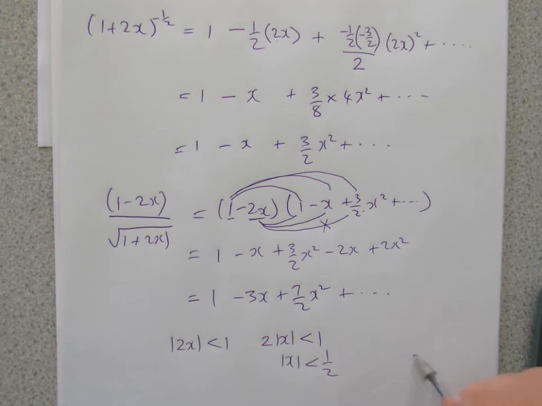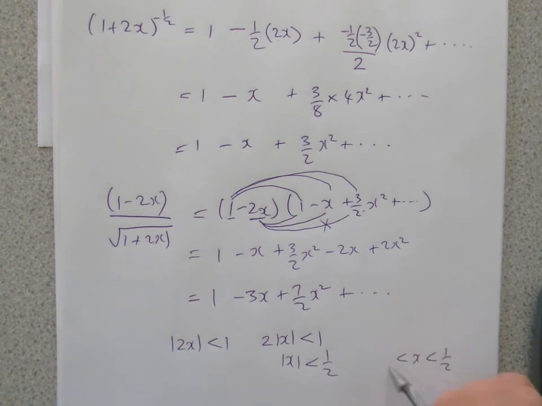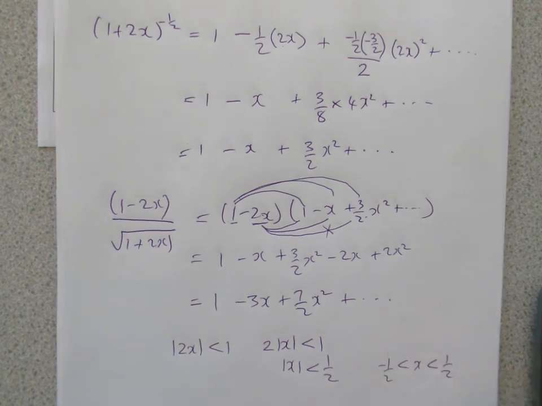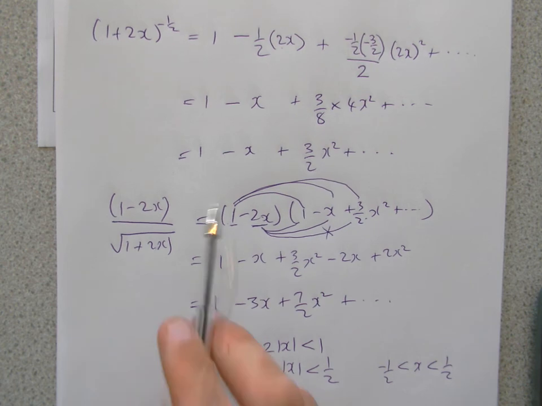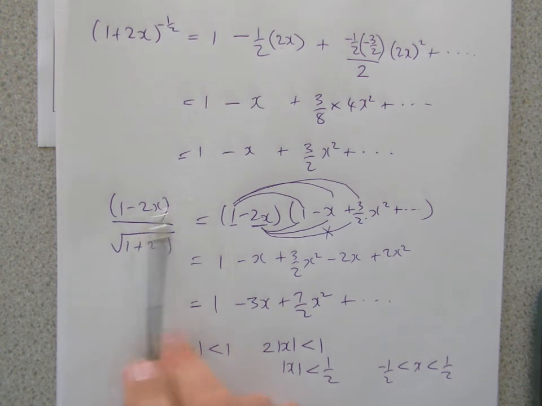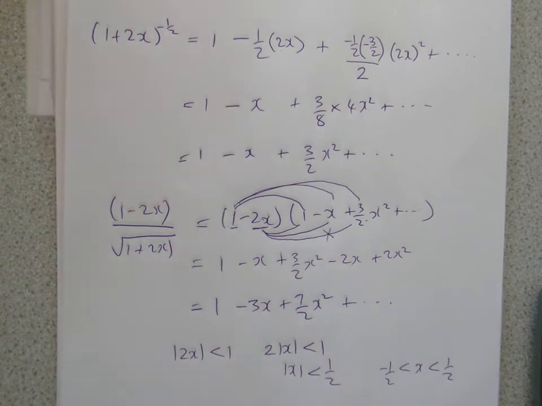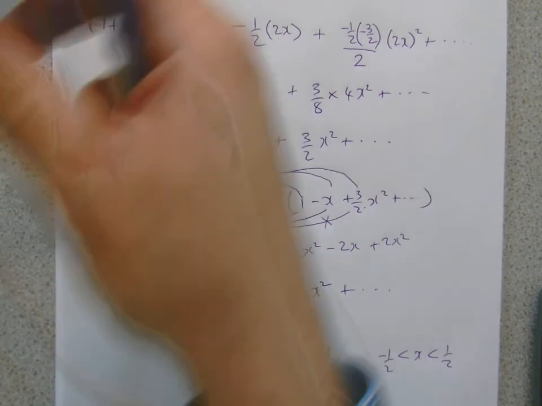You could leave it like that, or you could say x is less than a half and greater than minus a half. It doesn't matter which way you put that. Now, in terms of the top here, there's no need to look at what it's valid for, because this is already expanded. It's not a binomial series. So it's only the ones we've applied the binomial series to that we need to do this validity check for.